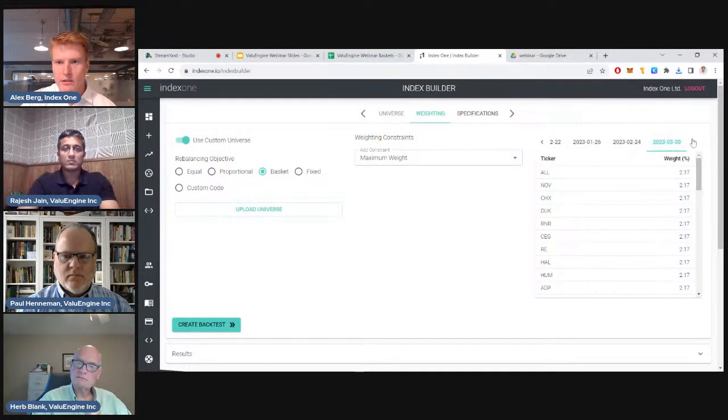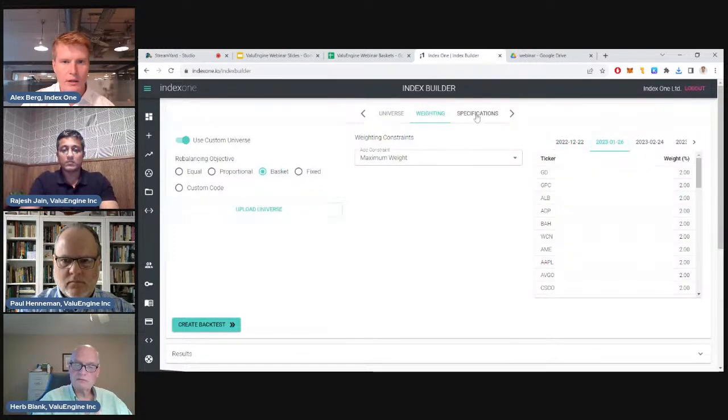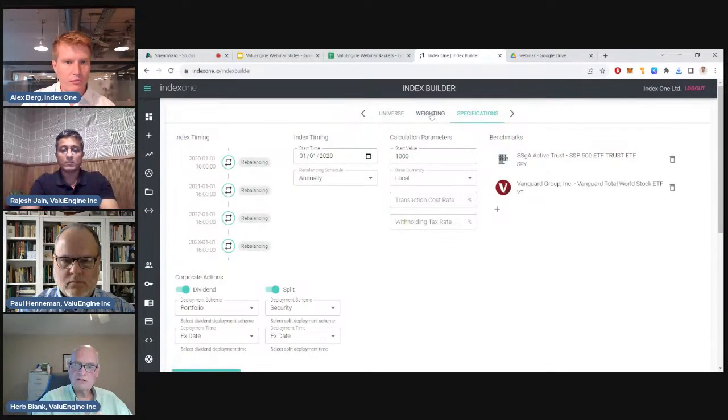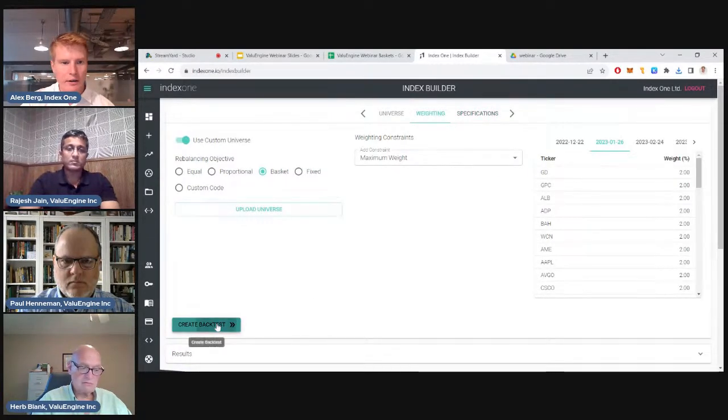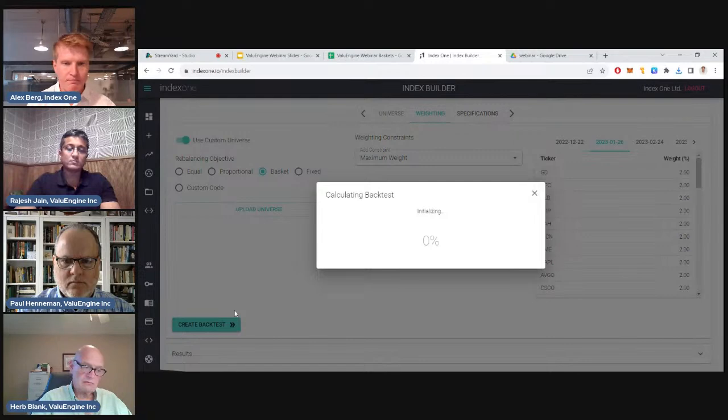And here we've uploaded the weights. We can see the weightings for each point in time in the backtest. I believe this one is a weekly or monthly composition for the year 2023. We're going to use standard settings in terms of corporate action treatment, no transaction costs or tax, and just run the backtest from here.